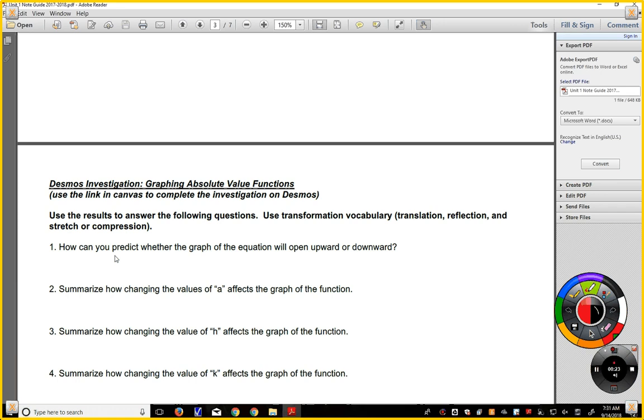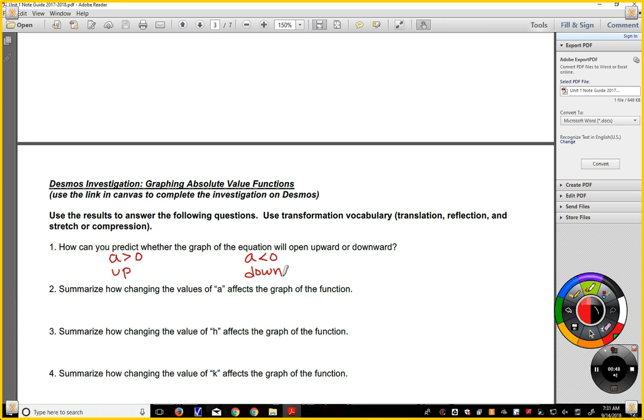So these graphs were shaped like V's. How could we tell? Up versus down. What can we look at in the equation and be like, I know which way that faces? Good. So if A is positive, which means greater than 0, then the graph is going to open upward, versus if A is negative, the graph is going to open downward.